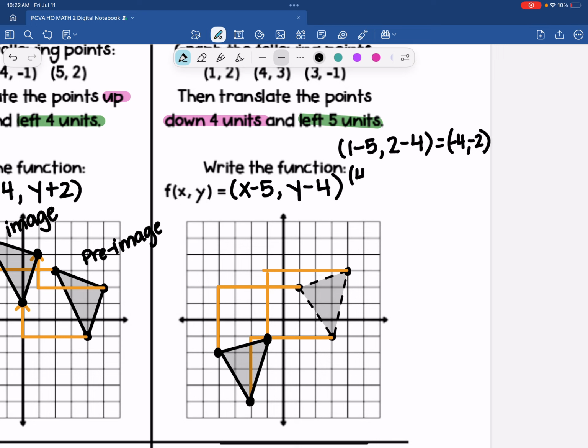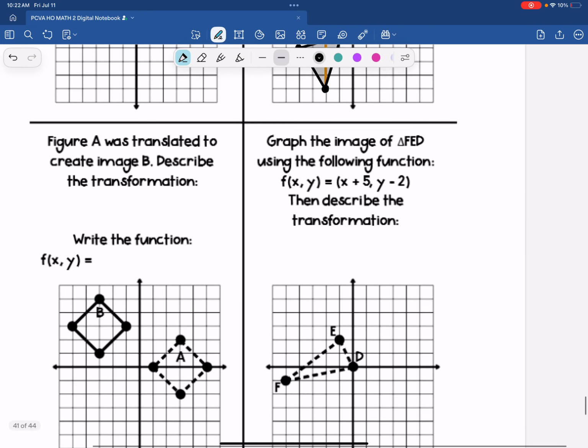So then we would do 4 minus 5 and 3 minus 4. So I'm just going off the original points. So that's going to be -1, -1. And then the last one would be 3 minus 5 and -1 minus 4, which would be -2, -5. Okay, so you can do it either way.